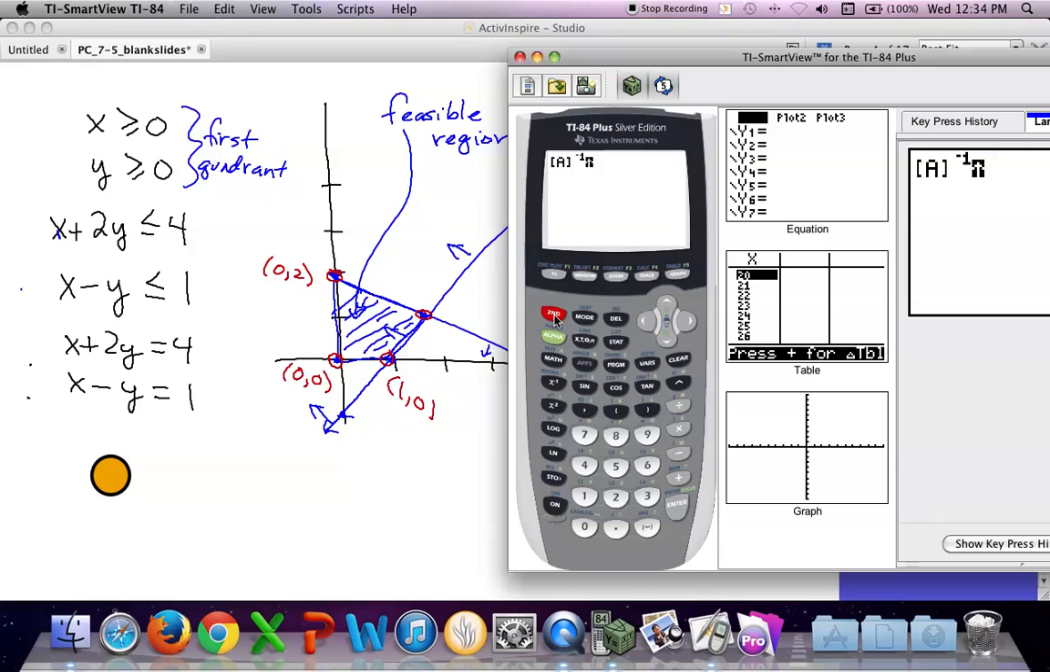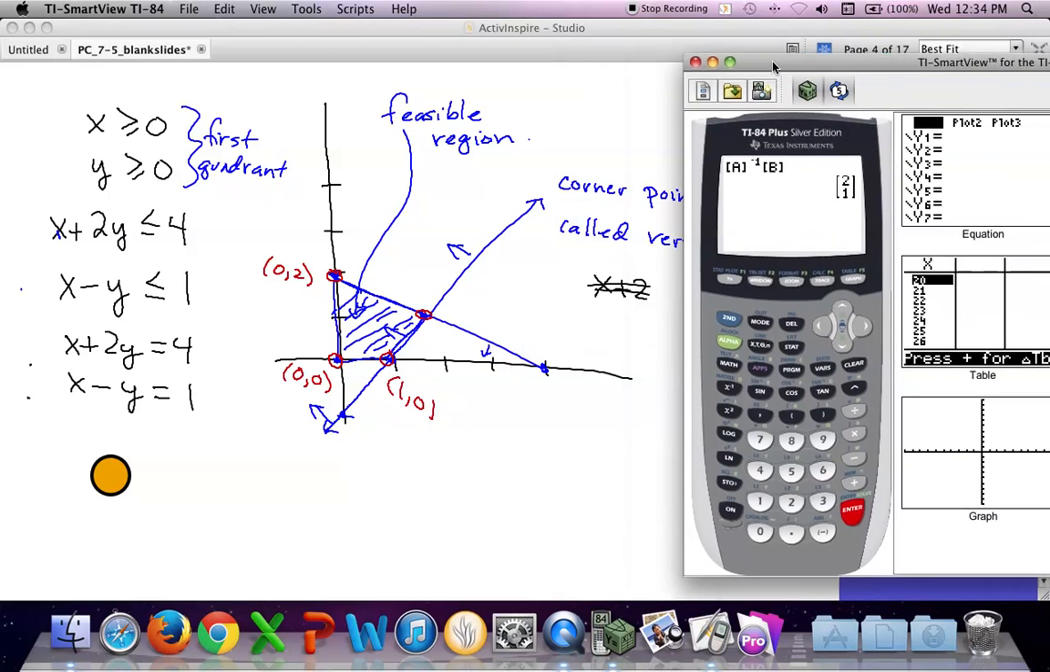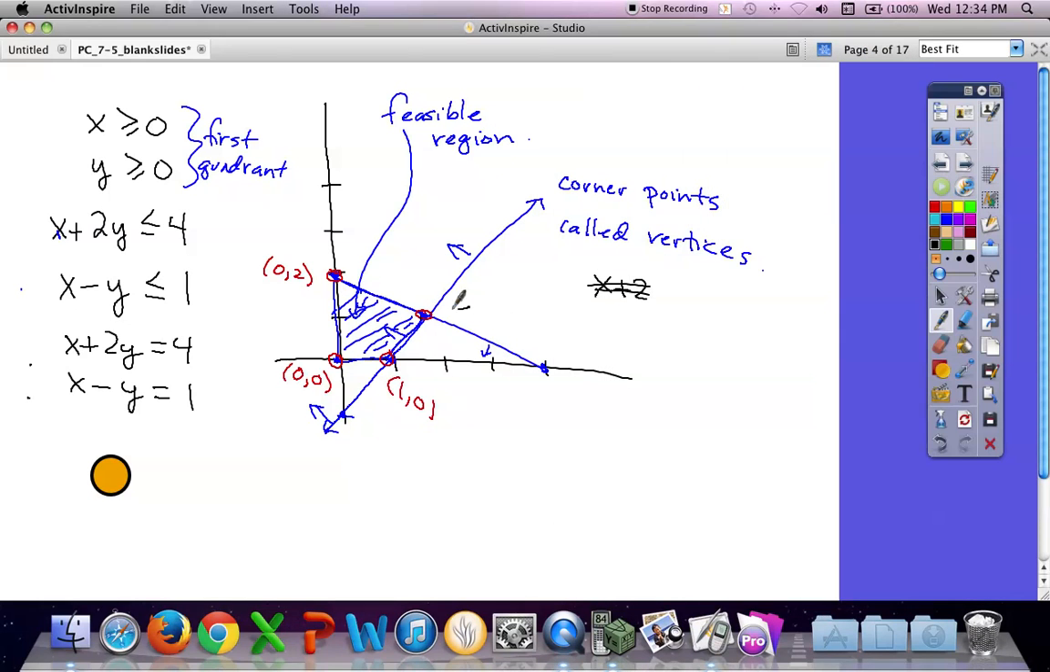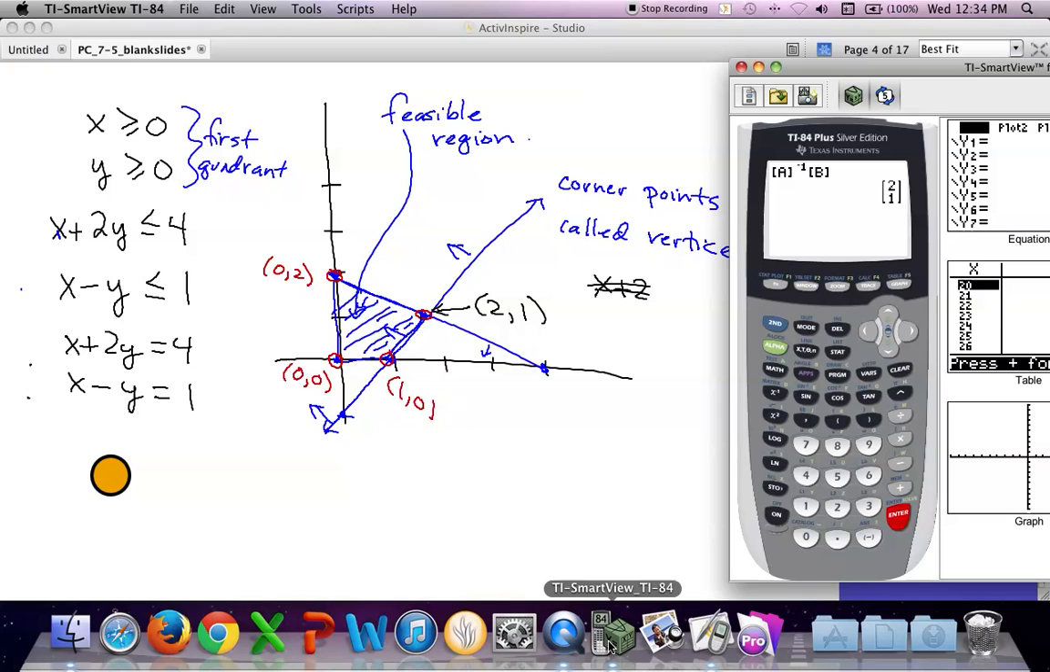And then we go second matrix 2. So it should look like A to the minus 1 B. And then you hit enter. And that tells you the values of x and y. Those lines intersect at the point 2, 1. All right, this point right here, 2, 1. Okay, now that we know all the vertices, let me stop this.